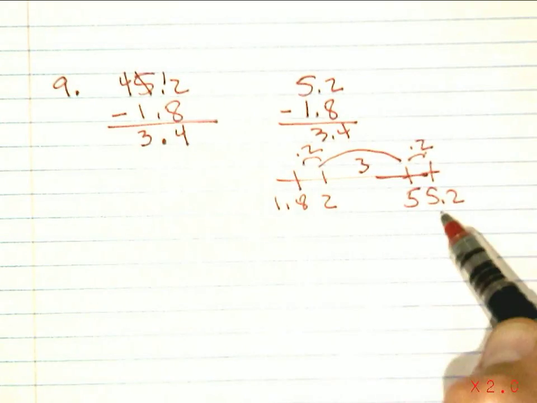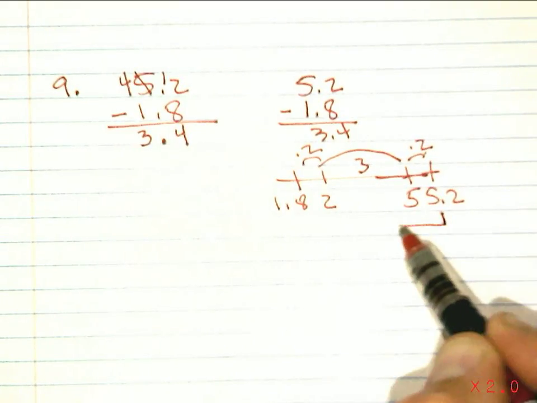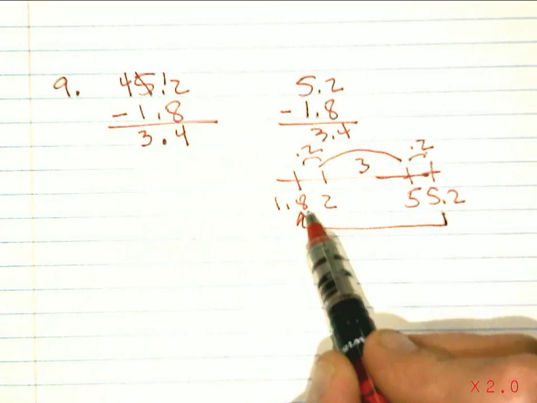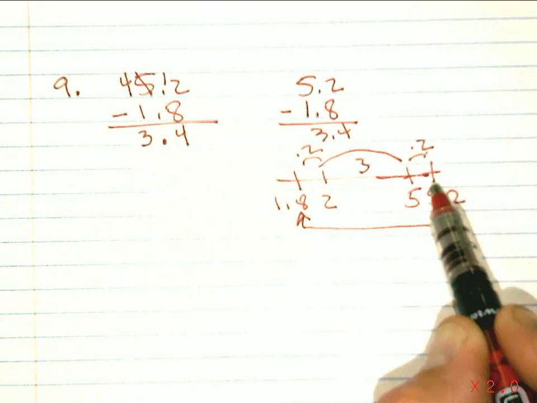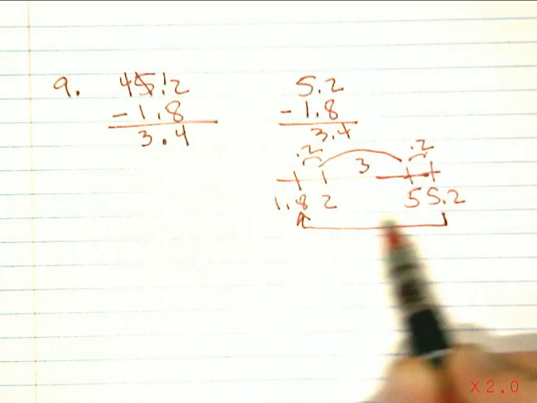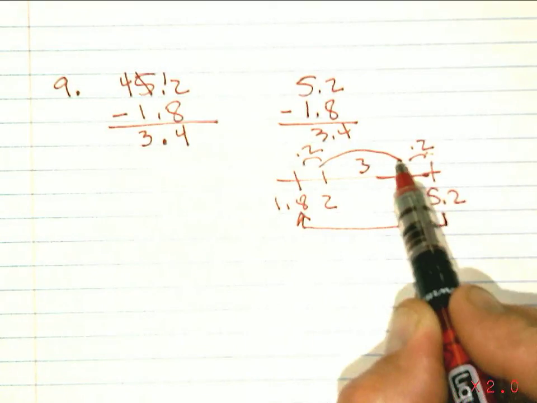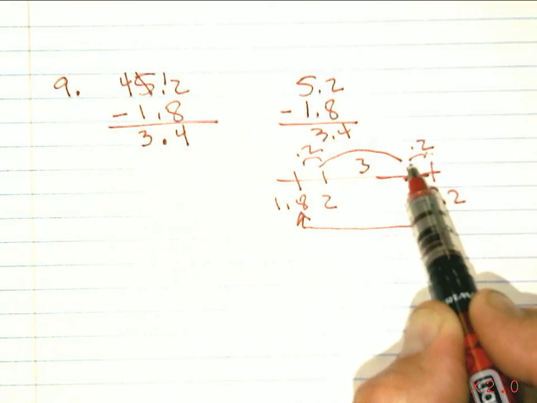Subtraction is asking me how far is it from 5.2 to 1.8. In other words, what's the difference between these two numbers? And finding the difference is really about finding the distance between them. And the distance between 1.8 and 5.2 is the 3 and the 0.2 on either end, which gives me 3.4 for that problem.